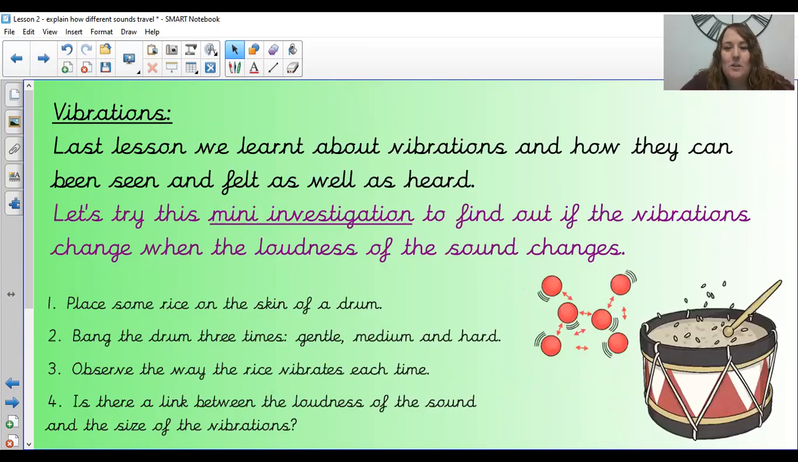Okay, today we're going to be talking about vibrations, and last lesson we learned about vibrations and how they can be seen and felt as well as heard. If we were in school, we'd have done this little mini investigation and we would have found out if the vibrations change when the loudness of the sound changes. So what I would have done is I'd have had a big drum that unfortunately I don't have at home, and I would have taken that drum and I'd have put some rice on the skin of it. And what I'd have done is I'd have hit it quite hard, hit it medium, and just gently tapped it. And we would have watched or observed the way the rice vibrated each time.